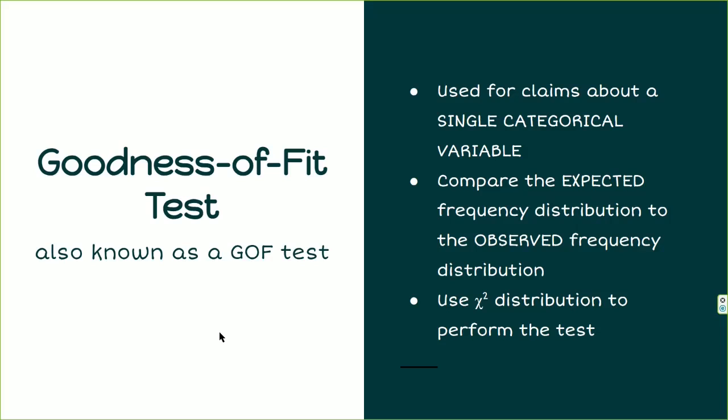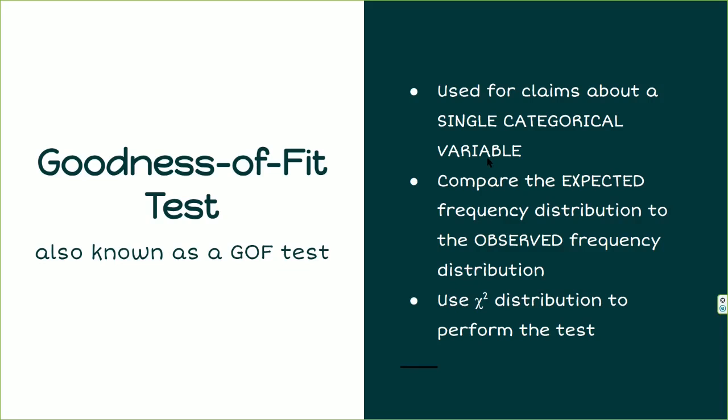In this video, we're going to go ahead and look at one of the three hypothesis tests that use the chi-squared distribution. So the first test we're looking at is called a goodness of fit test, sometimes called a GOF test because statisticians are lazy. And this test is used for claims about a single categorical variable.